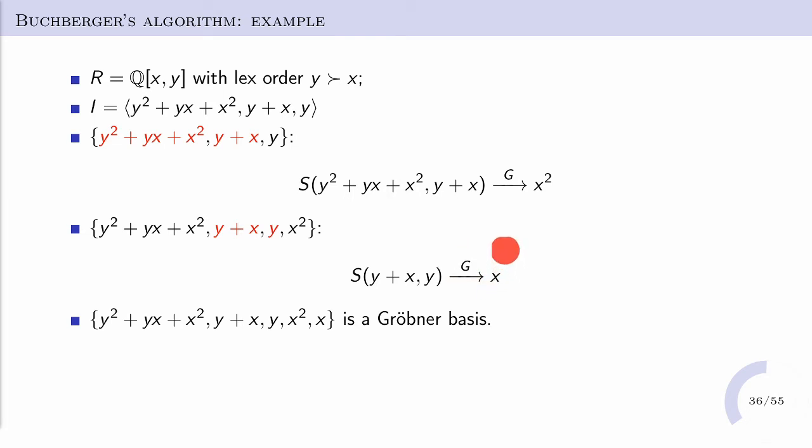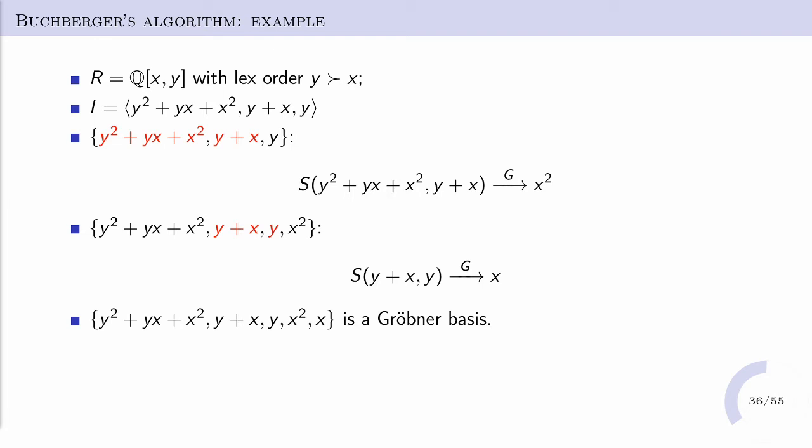We append x to this G, so we have these 5 polynomials. And if we compute the S-polynomials of every pair here, we will see that these S-polynomials reduce to 0. So this is a Gröbner basis.